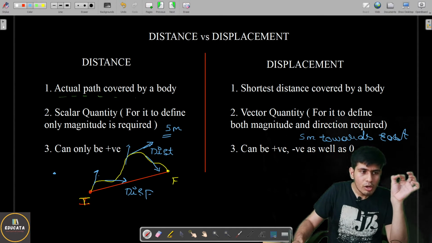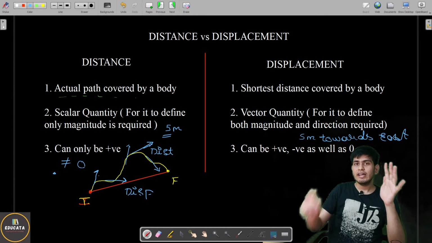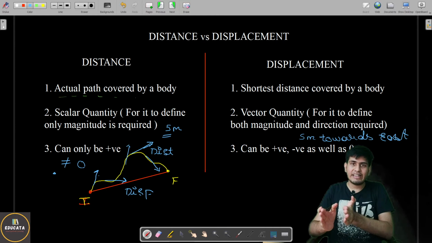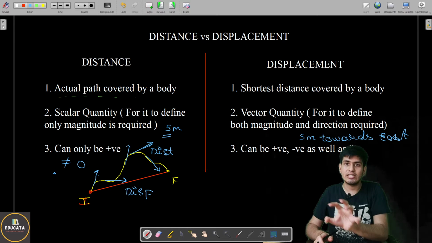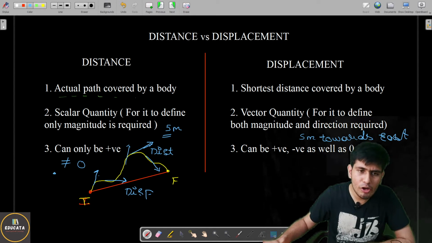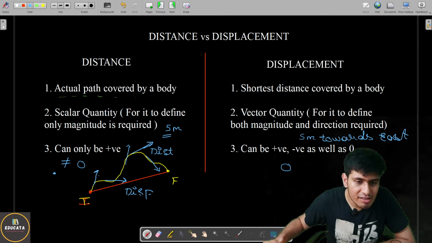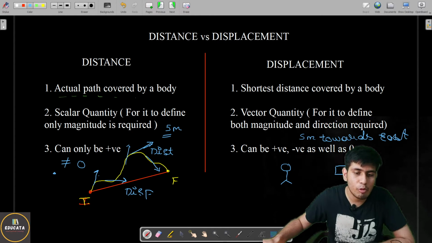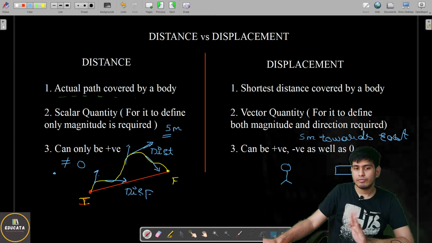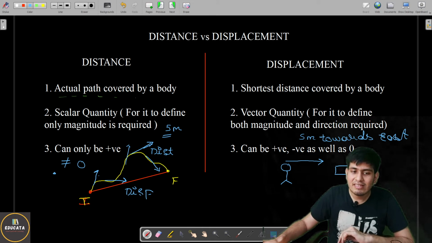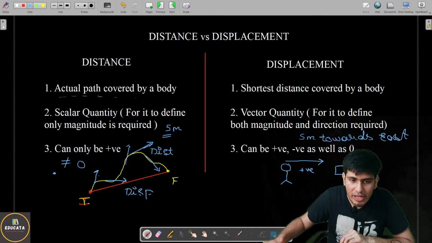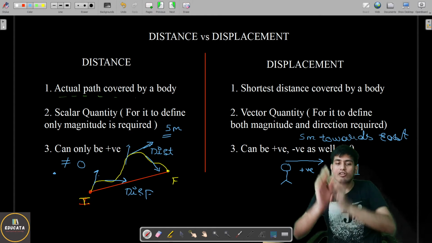So distance cannot be 0, but in the case of displacement, it can be positive as well as negative as well as 0. Got my point? How, Ayush? See, suppose this is you and you need to go to a marketplace. This is the marketplace, and you have to go over here. You simply travel in this direction and reach the marketplace. In this case, it is your positive displacement.